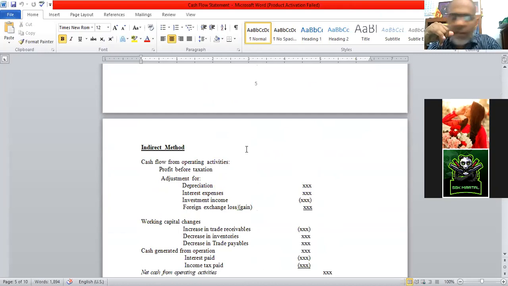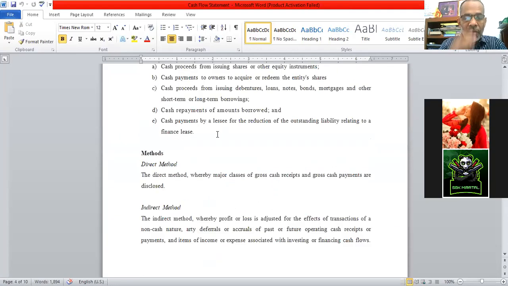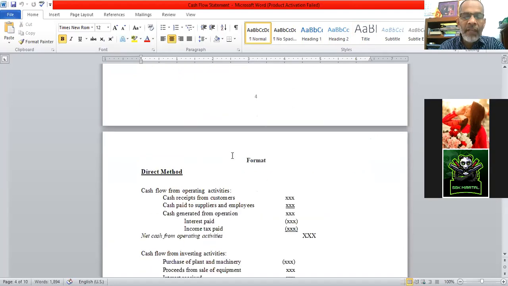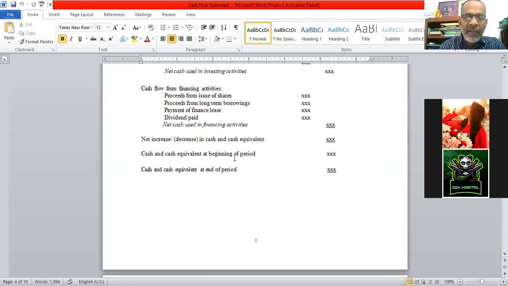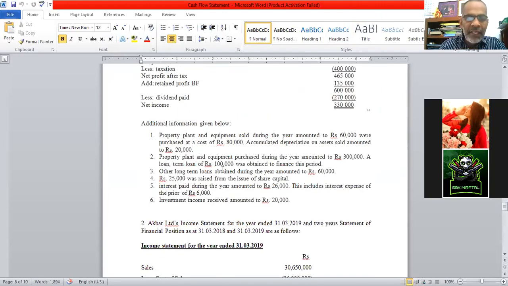Yes, sir. Okay, right. In the last class, we did the cash flow statement. I gave the explanation and the meaning of the cash flow statement. What is the applicable accounting standard, LKAS 7? There are two methods, direct and indirect, and we looked at the activities to be incorporated in the cash flow statement. After that, I also gave the format. Then we did example number 1 using the direct method.